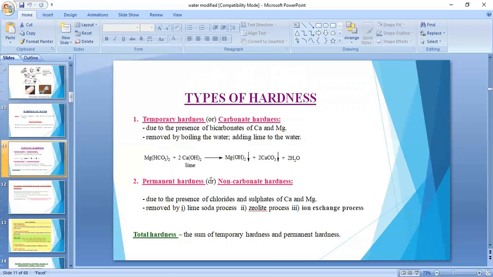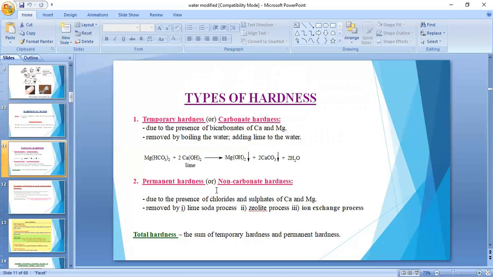Next, permanent hardness or non-carbonate hardness. Temporary hardness can be easily removed by boiling. Permanent hardness is also called non-carbonate hardness because of the absence of carbonates; none of the carbonate salts of calcium and magnesium are responsible for it. Which salts are responsible for permanent hardness? The chlorides and sulfates of calcium and magnesium.